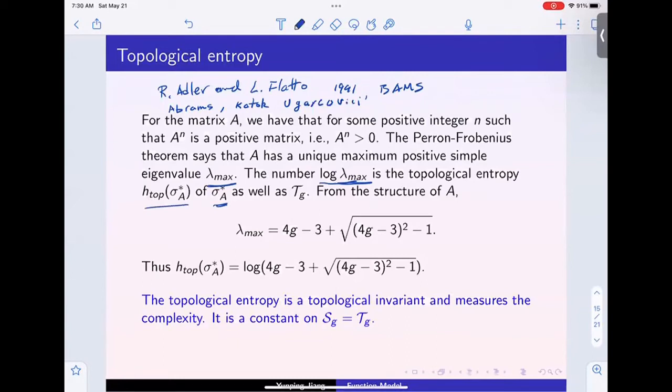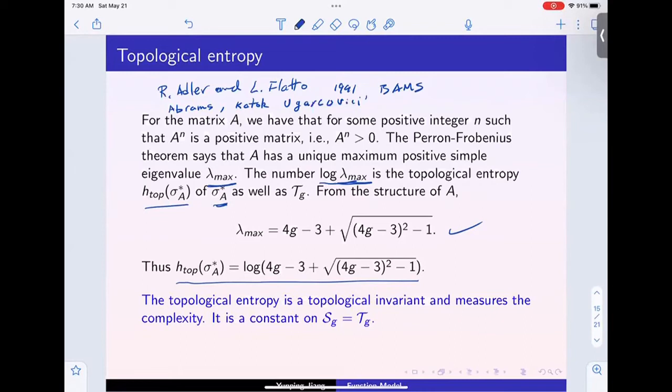Also, if you look at how this matrix looks, because every interval you map to some other intervals, you can concretely write down this matrix A. You can calculate the maximal eigenvalue like this, and then the topological entropy is like this. I think in the current paper they calculate that, but from Adler and Flato's paper or picture, you can really calculate the matrix A.